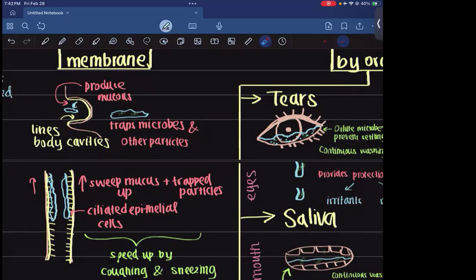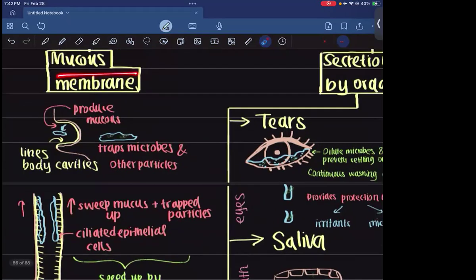For that, you have something called the mucous membrane. It will be lining the body cavities. The openings in your body will be lined by the mucous membrane. So what will this mucous membrane do? It is going to produce mucus, and in that mucus, the microbes and other particles are going to get trapped.